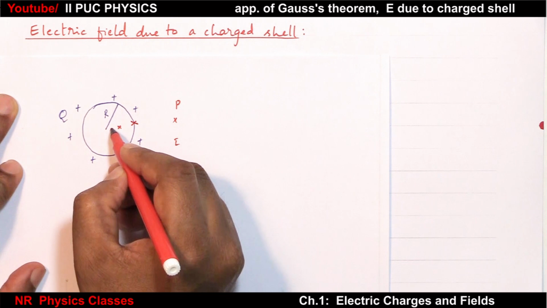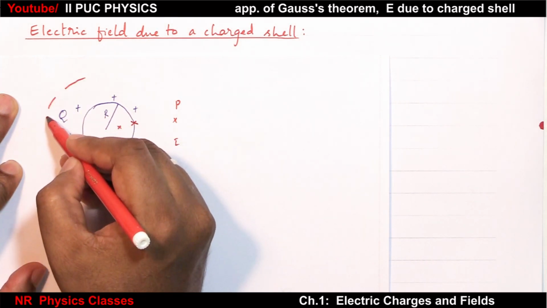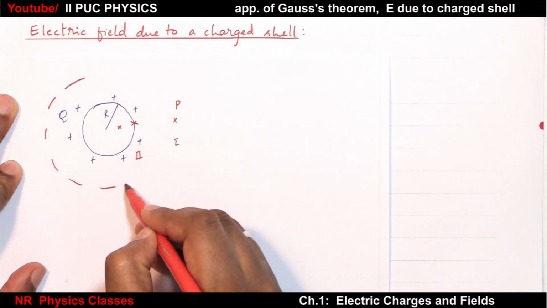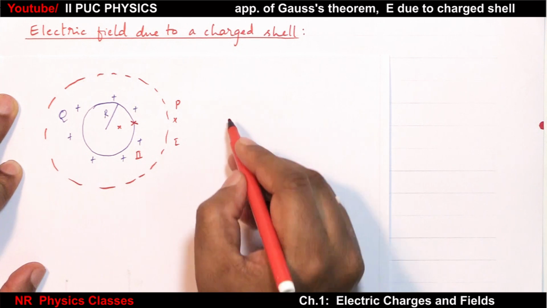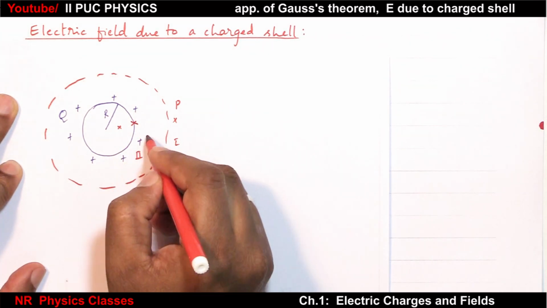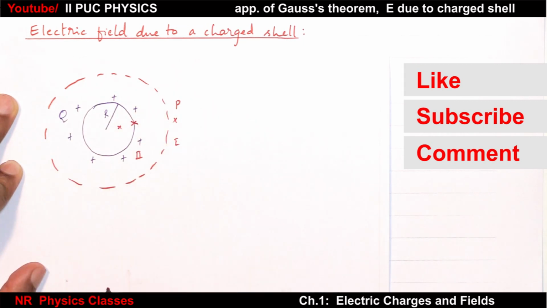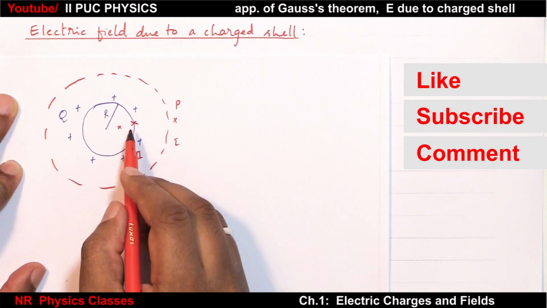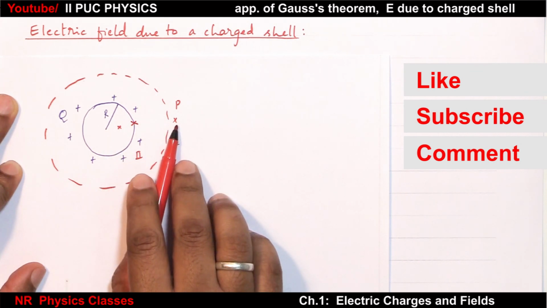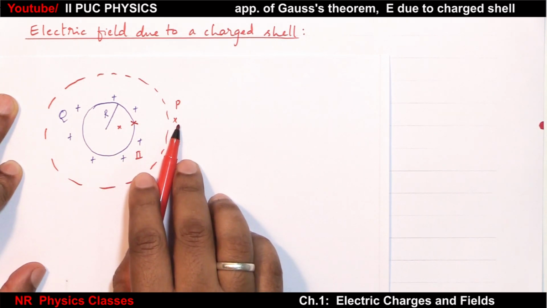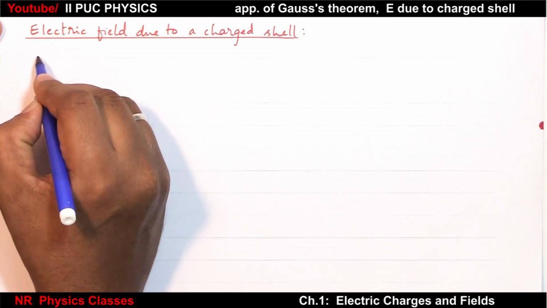So for symmetry, we have to assume a spherical Gaussian surface. In the earlier case, we assumed a cylinder, and in this case, let us assume a sphere, a Gaussian sphere. Let us understand how to use a Gaussian sphere and how to find the expression for electric field outside, on the surface and inside the shell.